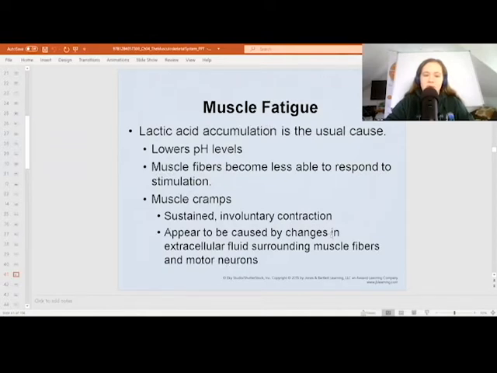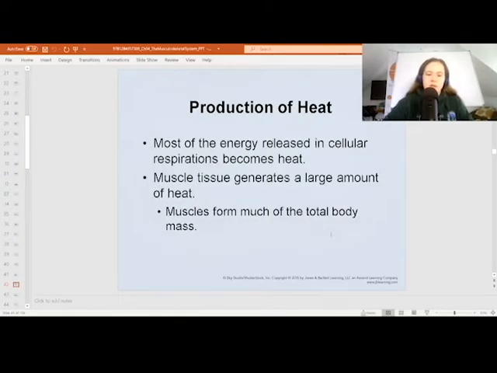At lower pH levels, muscle fibers become less able to respond to stimulation. Muscle cramps are sustained involuntary contractions, and they appear to be caused by changes in the extracellular fluid surrounding muscle fibers and motor neurons. Heat production: most of the energy released in cellular respiration becomes heat. Muscle tissue generates a large amount of heat, because the muscles form much of the total body mass.